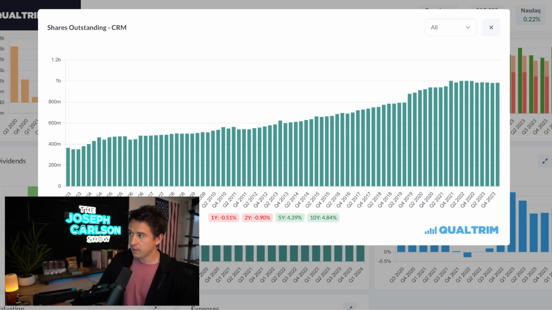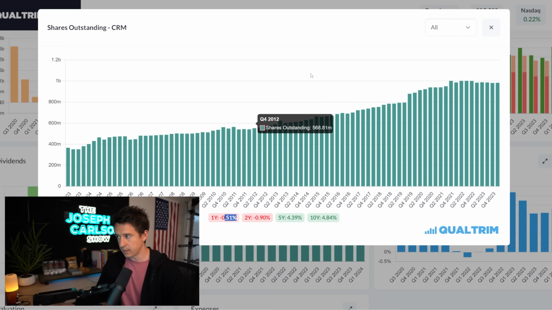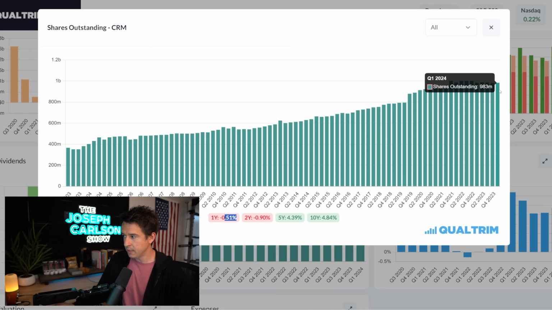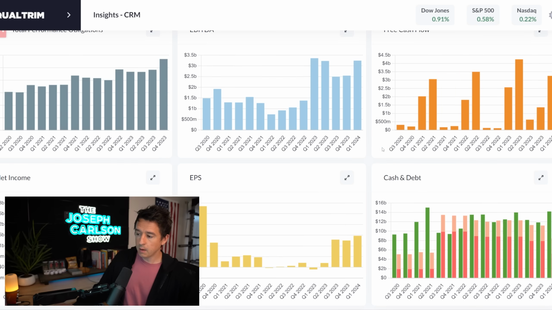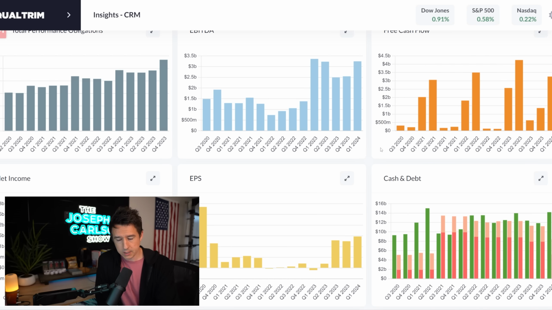For a long time, they were issuing shares, paying developers that way, but notice how it flattened out and started going down. They bought back only 0.5% worth of shares year over year, but it is going down from 1 billion to 980 million. So they bought back 17 million shares. Why are buybacks important as part of valuation?